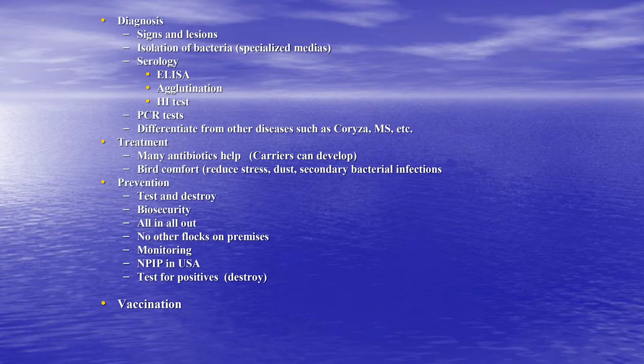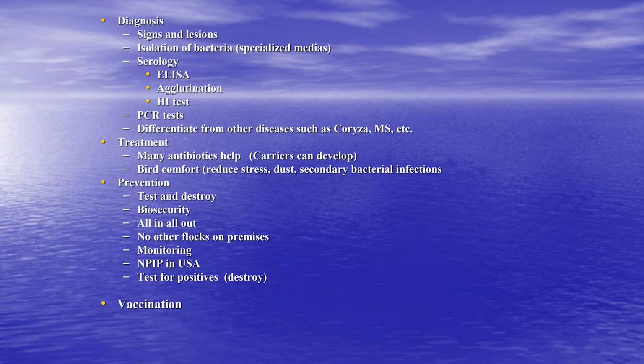Diagnosis, signs and lesions gives you a pretty good idea, and then the isolation of the bacteria using some specialized medias. There are serologic tests for this one. I've mentioned 3 here: an ELISA test, which is enzyme-linked immunosorbent assay, an agglutination test, a hemagglutination inhibition test, a lot of PCR tests. These are really excellent tests, the PCRs, and that's the polymerase chain reaction. You want to differentiate this disease from other diseases, such as Mycoplasma synoviae, IBV, and coryza.